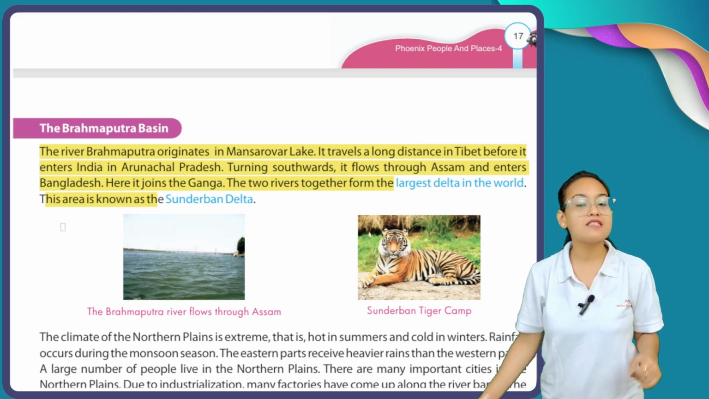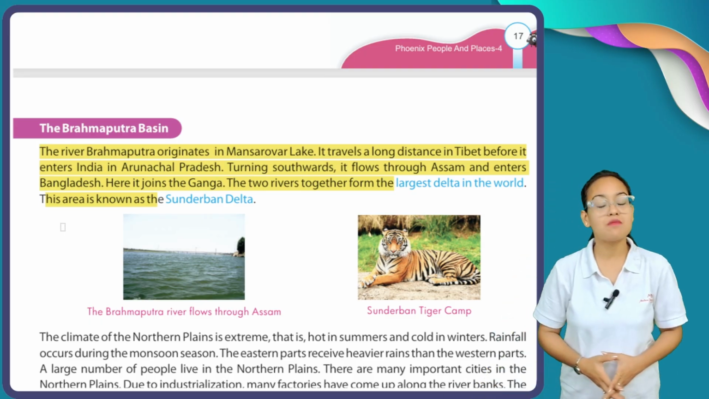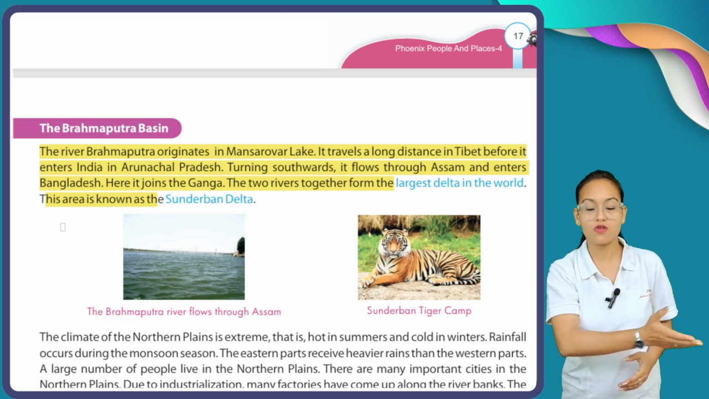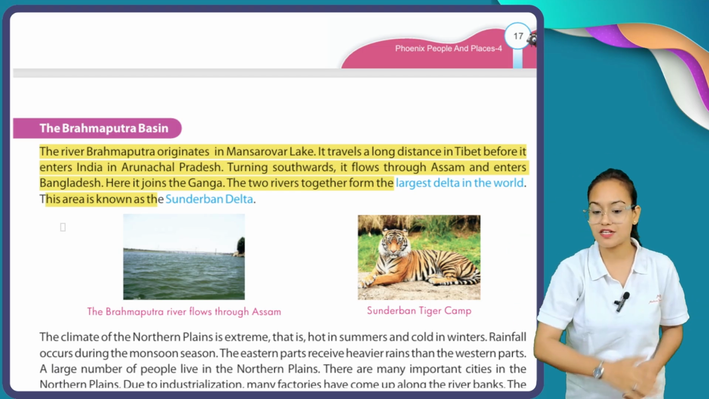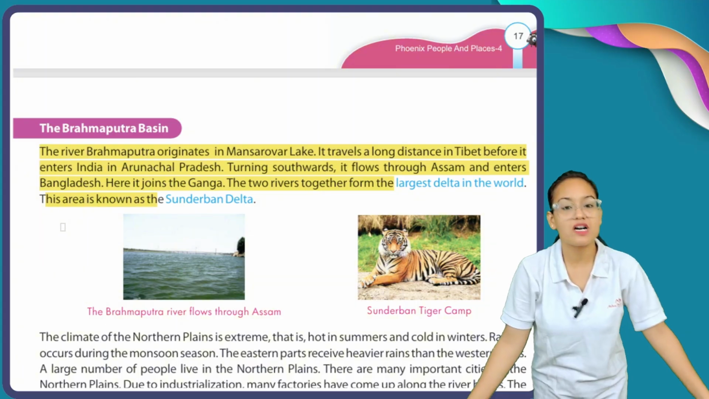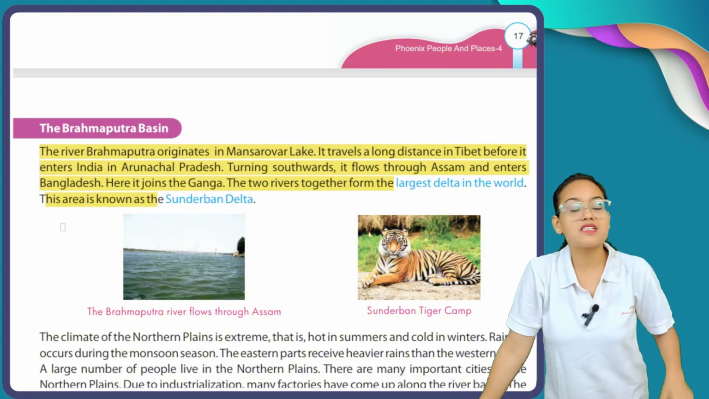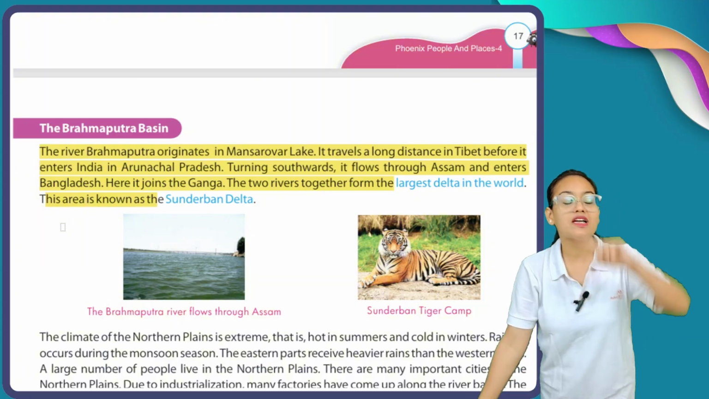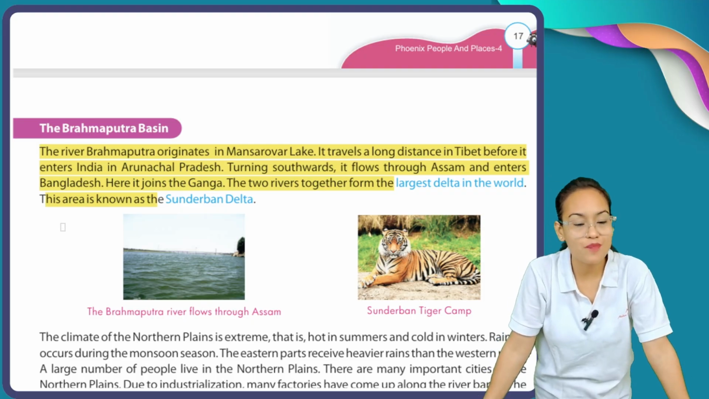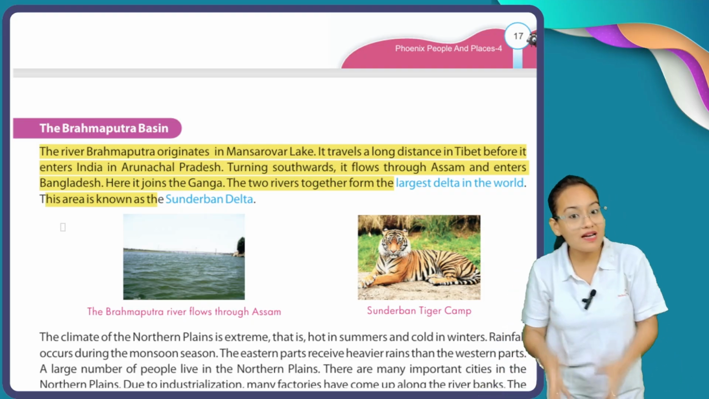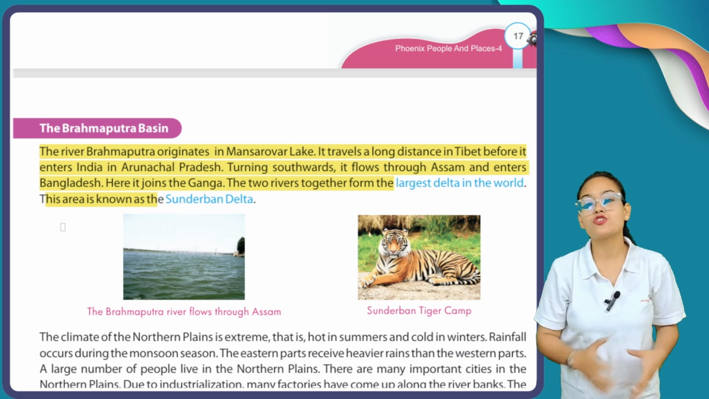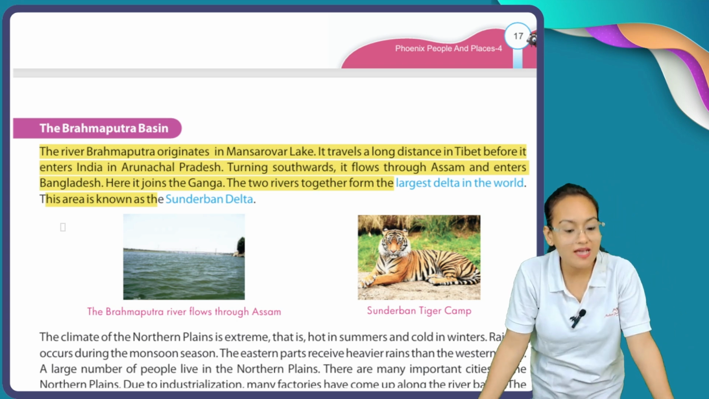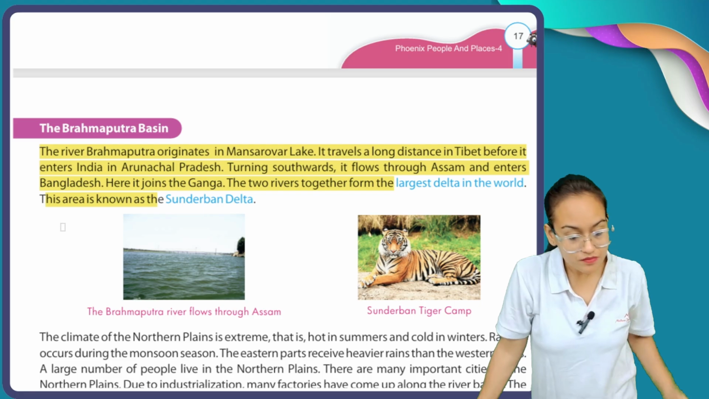After entering India, Brahmaputra takes a southward turn. It covers the state of Assam, and after that it enters another country named Bangladesh. In Bangladesh, the Brahmaputra river joins the Ganga, and there they are known as Padma.